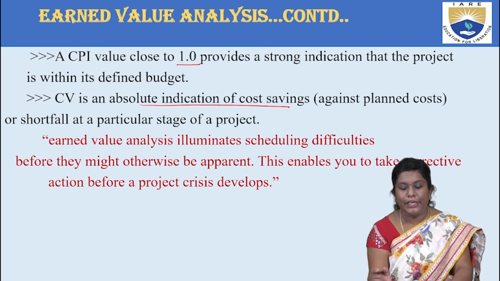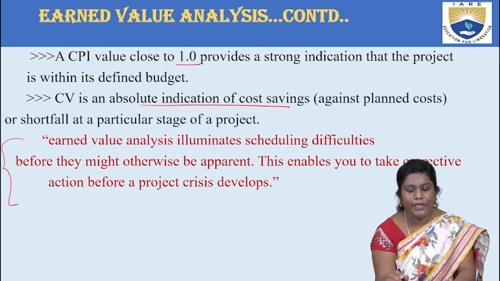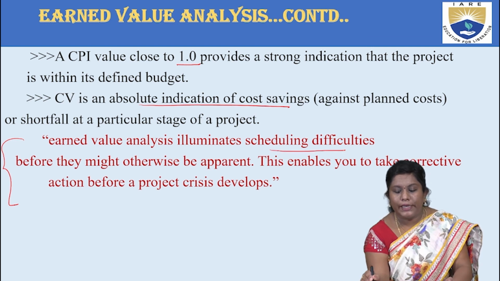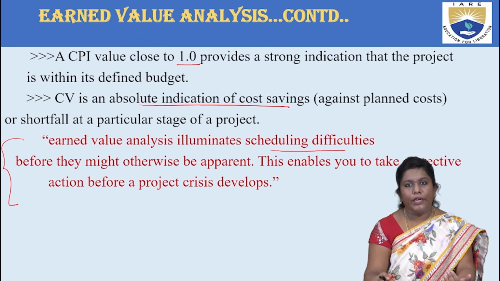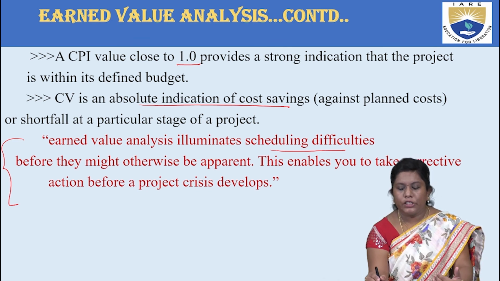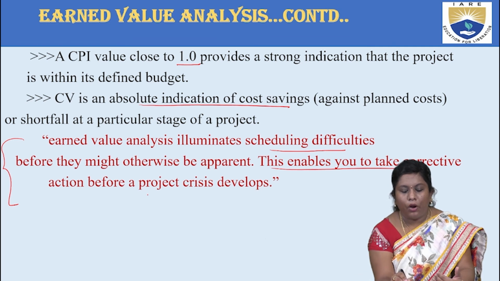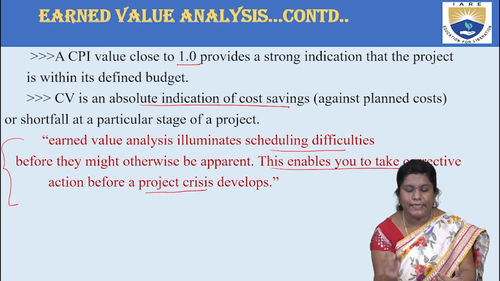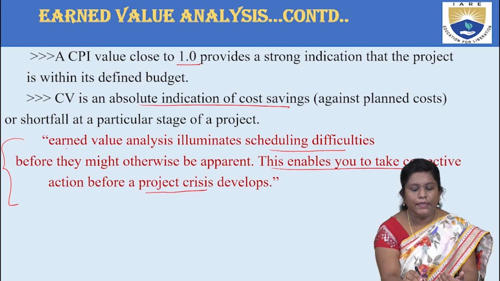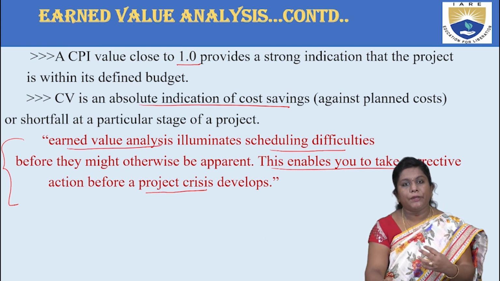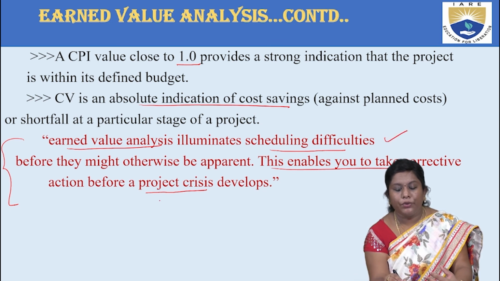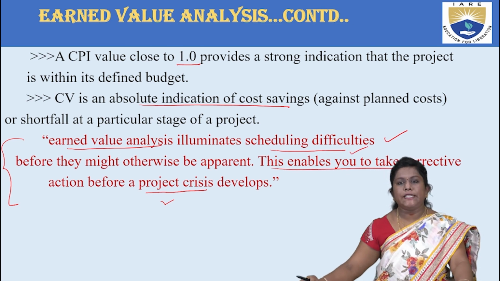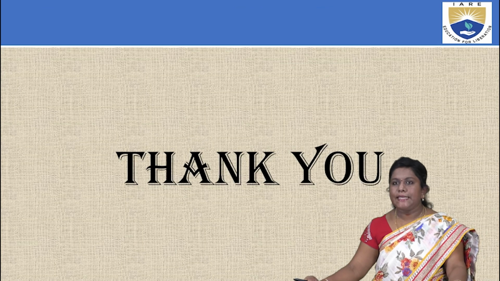So finally, what is it telling you about this EVA? It is also focusing on how you can remove the scheduling difficulties before they are brought into the picture. And this also enables you to observe the project crisis. Okay, all this earned value analysis is trying to keep a check on the scheduling difficulties first. And if you are reaching some project crisis, how you are able to remove it with the help of these costs is also helped by this EVA.